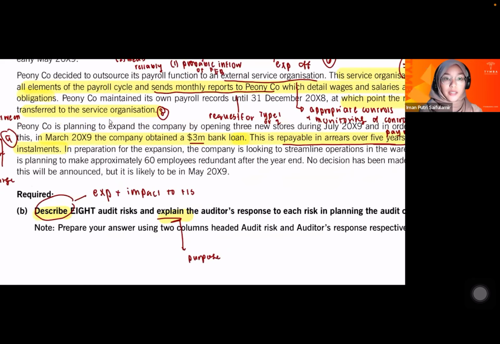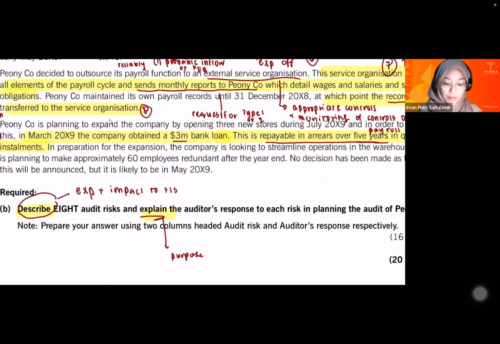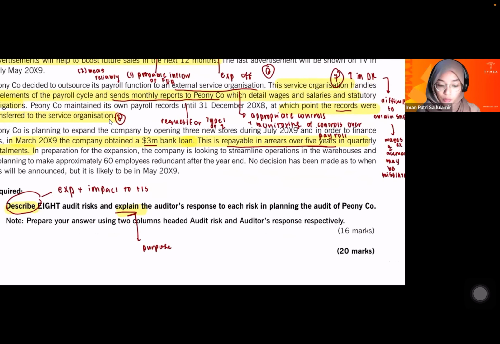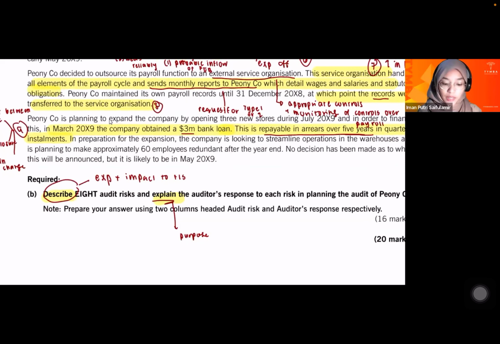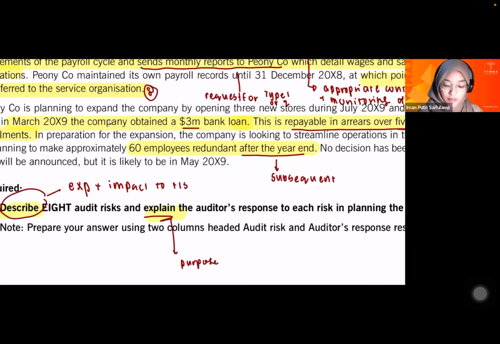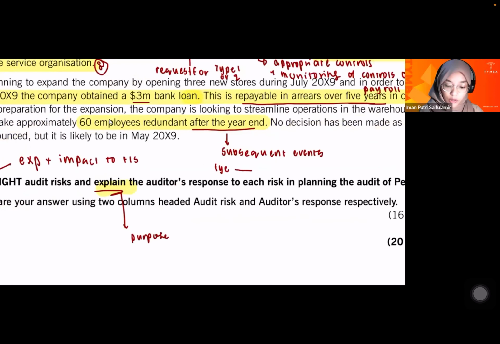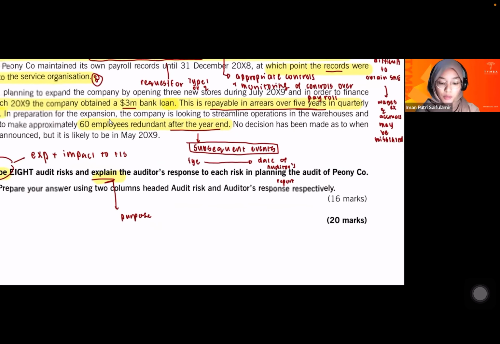And the last point is, in preparation for the expansion, the company is looking into streamlining its operation and is planning to make approximately 60 employees redundant after the year end. So this is a subsequent event. A subsequent event is basically any event between the financial year end all the way to the date of the auditor's report. So 60 employees will be made redundant.